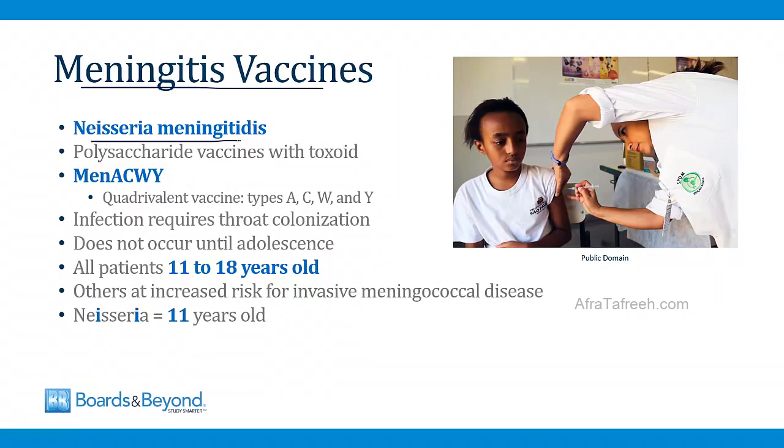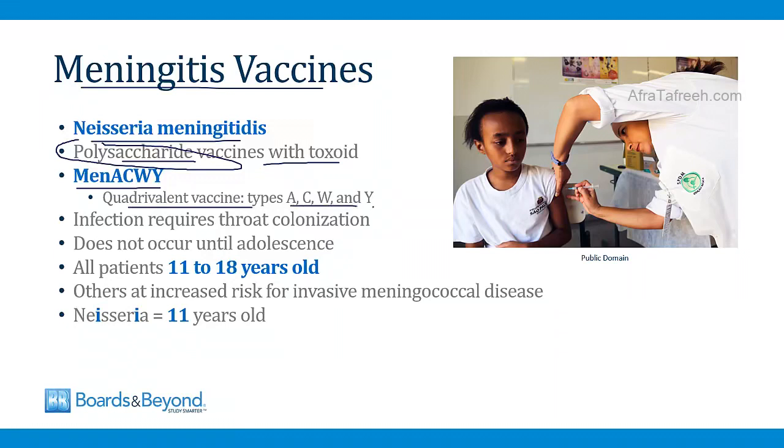Meningitis vaccines protect against the bacteria Neisseria meningitidis, which is one of the causes of bacterial meningitis. All of the meningitis vaccines are polysaccharide vaccines conjugated to a toxoid. They are made from the polysaccharides in the meningitis capsule. The vaccine that's given to children is the MACWY vaccine. It's called this because it's a quadrivalent vaccine that protects against serotypes A, C, W, and Y of Neisseria meningitidis.